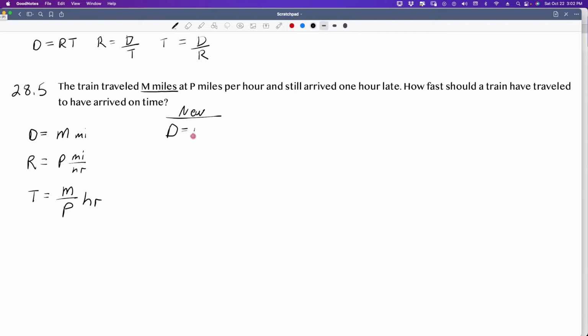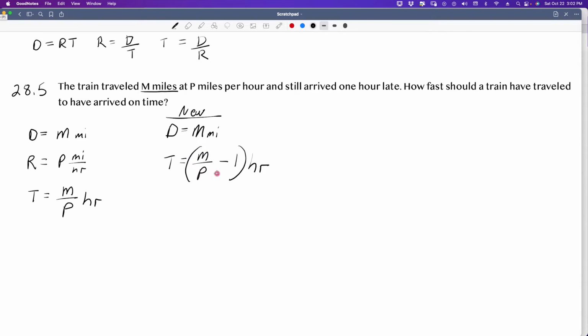The distance remained the same, so it's still m miles. That doesn't change. But we've got to adjust the time because it's 1 hour late. That affects our time. So the new time is going to be m over p minus an hour, and that's going to be in hours. That's our new time. Here it was m over p. Now we need m over p minus 1 in hours. That's our new time. Okay, so that is going to give us our new rate.